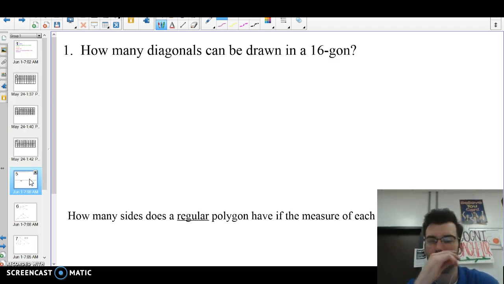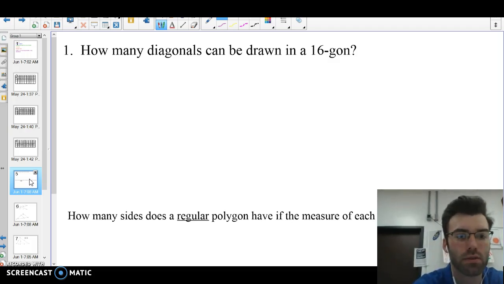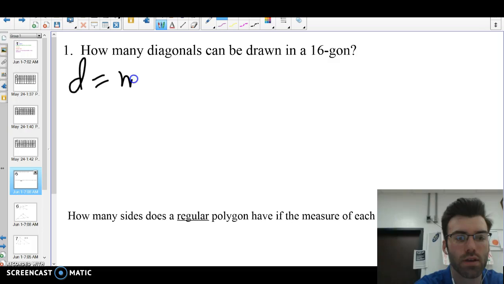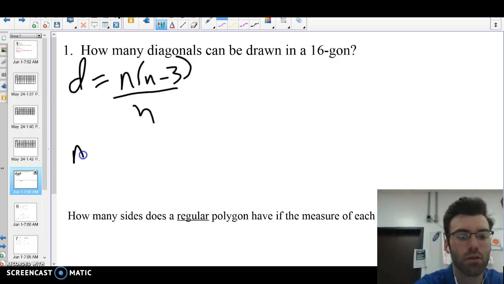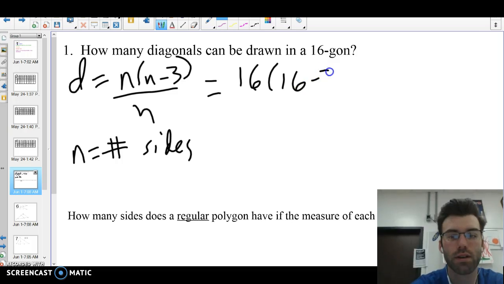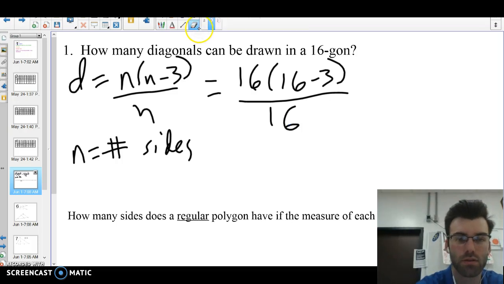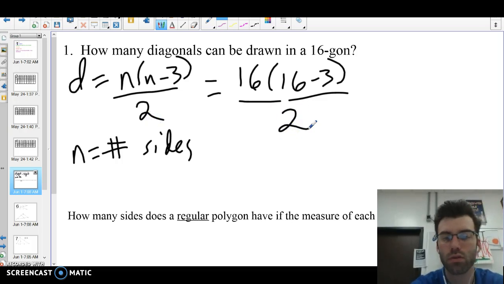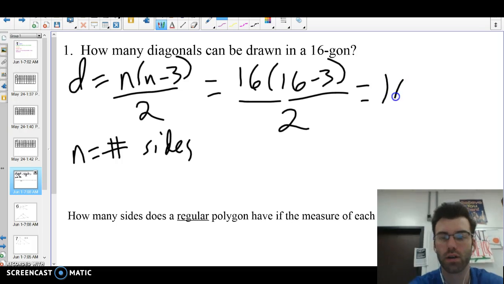How many diagonals can be drawn in a 16-gon? Well, first of all, if you remember, we have this formula: D equals n times (n minus 3) over 2, where n equals the number of sides. So since it's a 16-gon, all you do is plug in 16. 16 times (16 minus 3) over, let's say over 2. It should be over 2. My fault. Which ends up being 104.